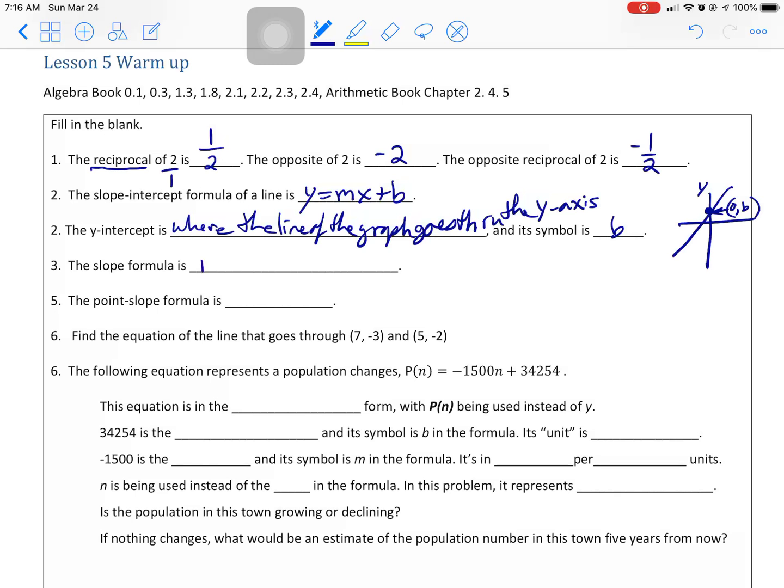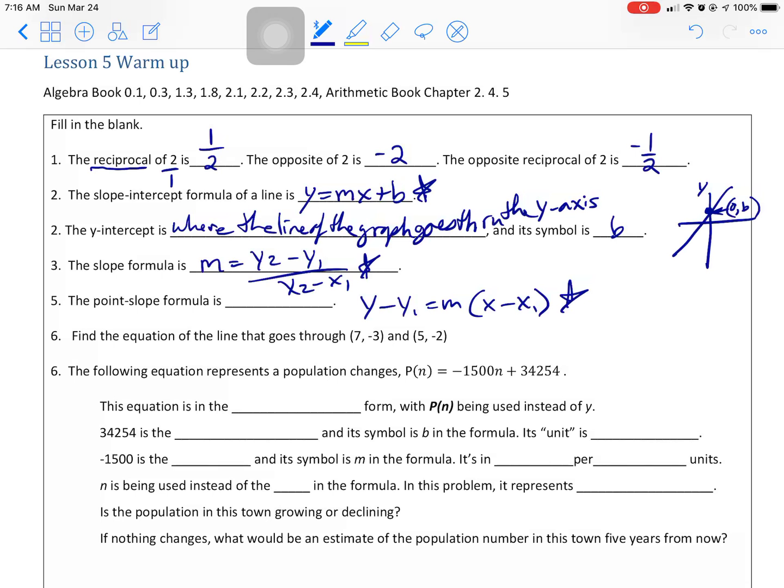The slope formula is m equals y2 minus y1 over x2 minus x1. The point slope formula is y minus y1 equals m times x minus x1. Memorize these 3 things. Okay.